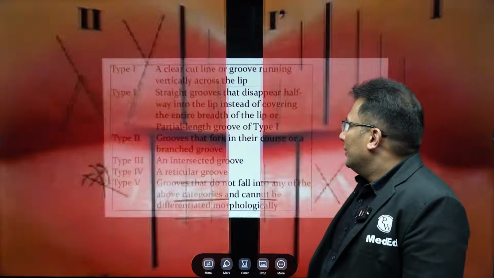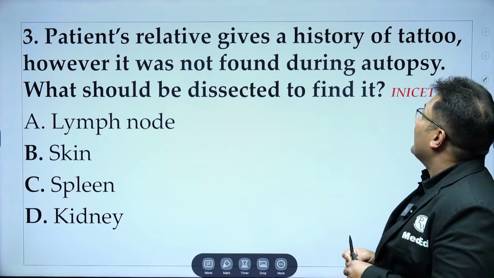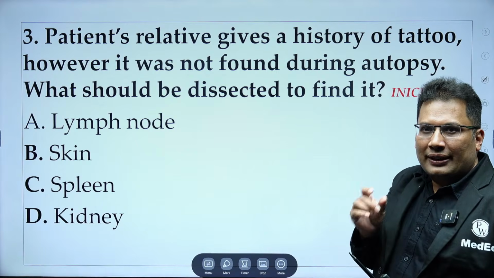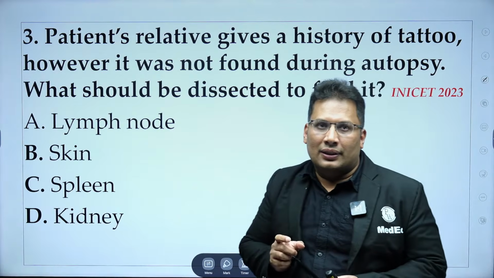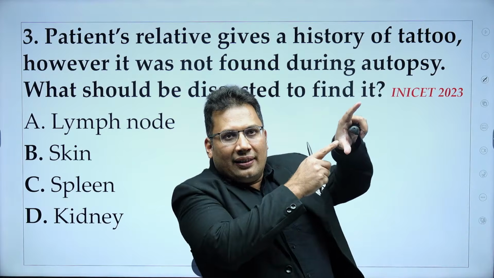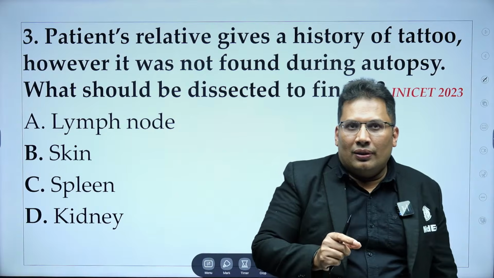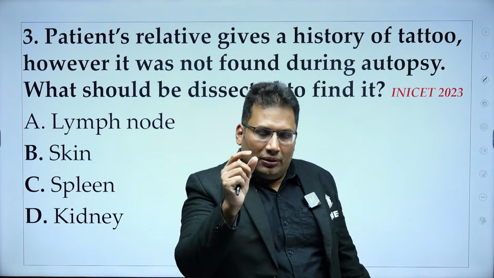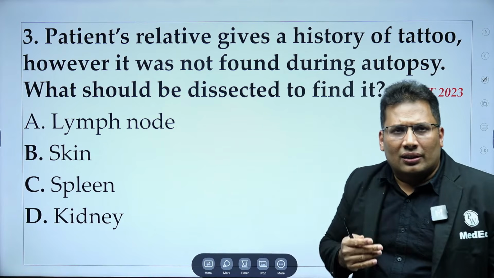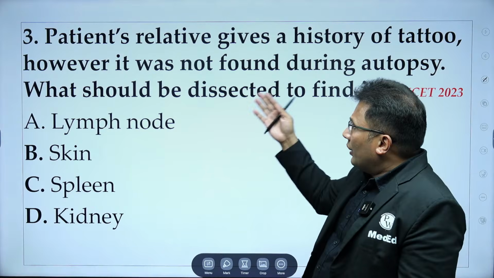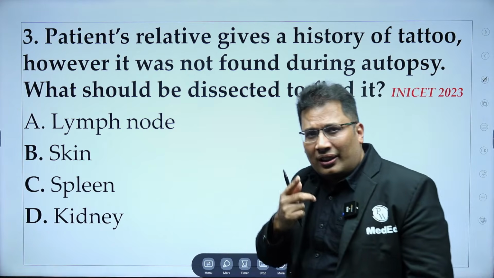Okay. Chalo. Next question. Patient's relative gives history of tattoo. A tattoo is a method of identification. By looking at the tattoo, you can identify personality. For example, if a bluebird sign is there, homosexuality. Or it can show a religion also. Various importance of tattoo mark. However, it was not found during the autopsy. What should be dissected to find it? A very simple question asked in exam.